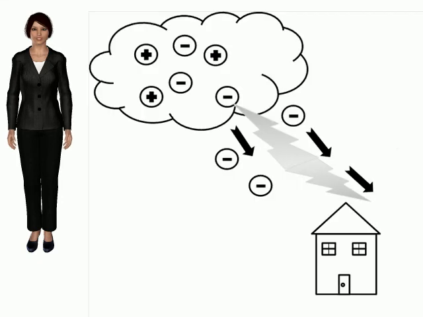Negatively charged particles then rush from the cloud to the ground along the path created by the leaders. It is not very bright.